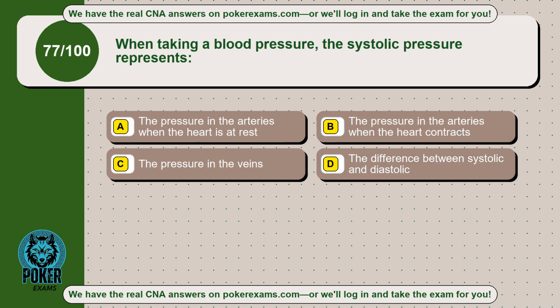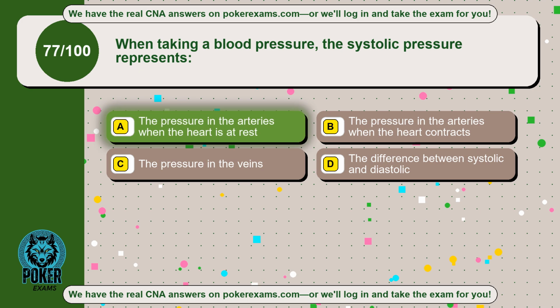Question 77. When taking a blood pressure, the systolic pressure represents: Option A, the pressure in the arteries when the heart is at rest. Option B, the pressure in the arteries when the heart contracts. Option C, the pressure in the veins. Option D, the difference between systolic and diastolic.